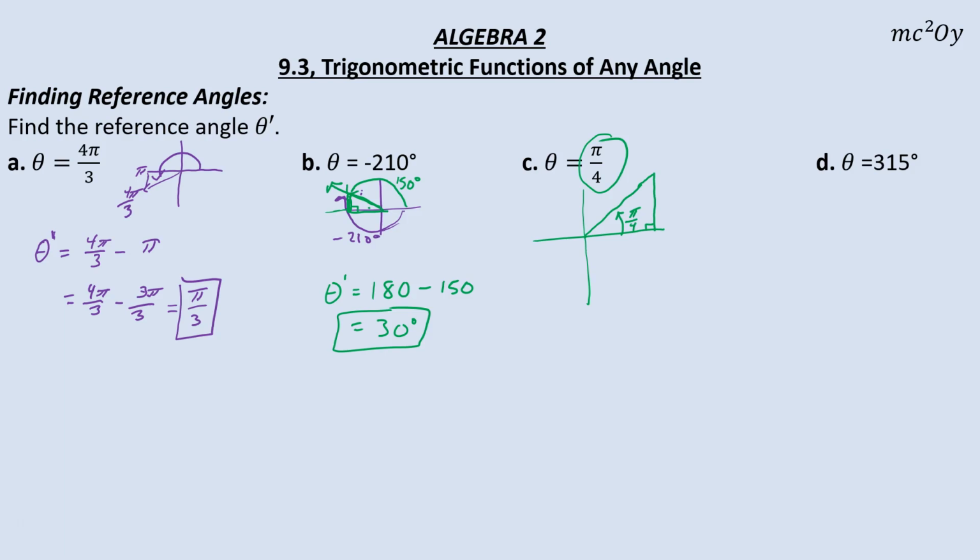And then 315, here, it's going to bring us all the way to quadrant 4. Okay, the rule for quadrant 4 was 2 pi. Oops, not 2 pi, since we're dealing in degrees, so 360 minus 315. That gives me 45 degrees. That is my reference angle.